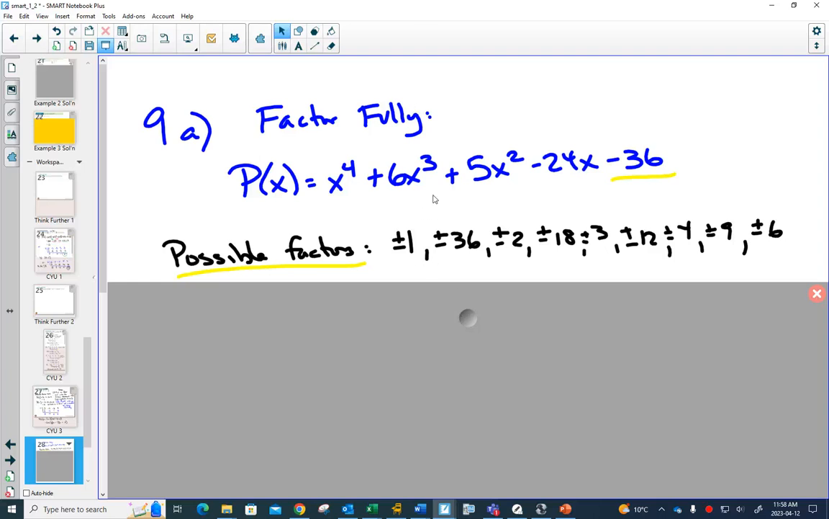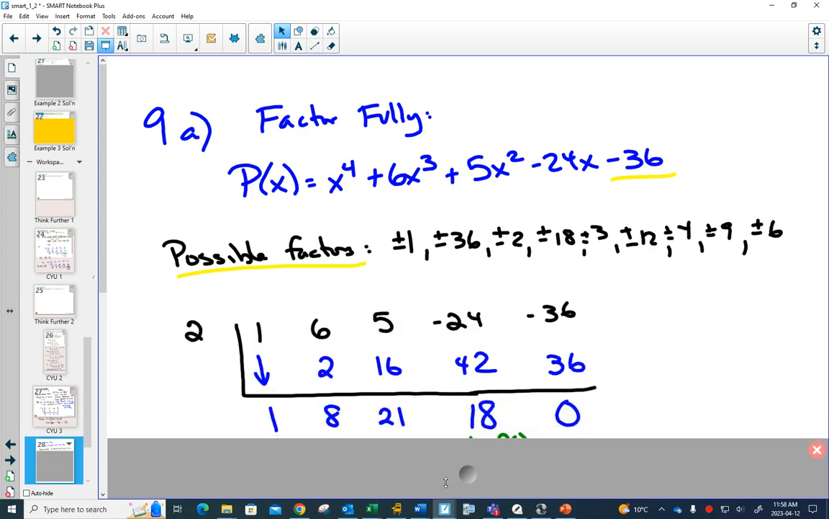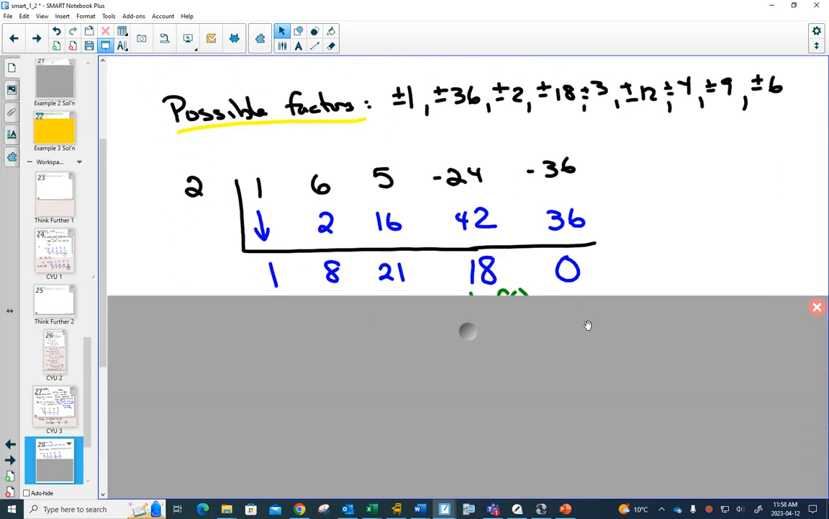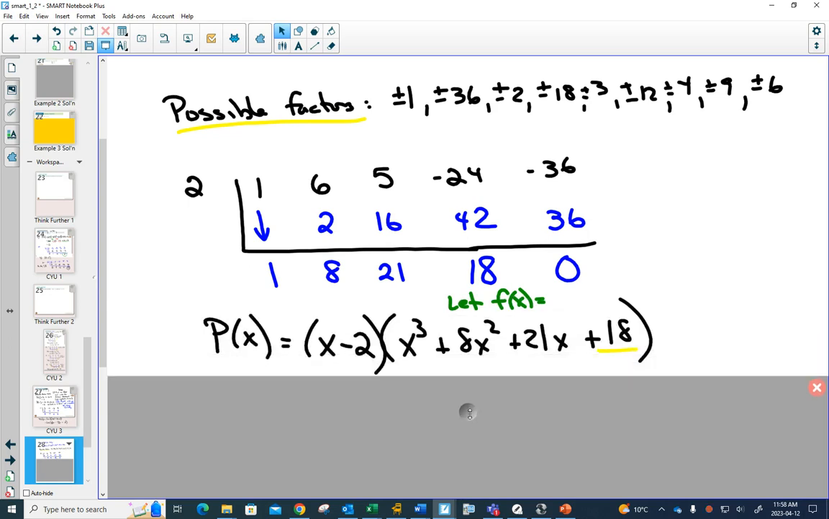And then when checking them, I would probably start with the ones. Unfortunately, if you tried the ones on this one, they don't work. I skipped some steps. I would have tried the ones, found out they didn't work, and finally got 2, and 2 works. So here's my synthetic division with a 2, and I could write my division statement. But when I write my division statement, I get an x cubed.